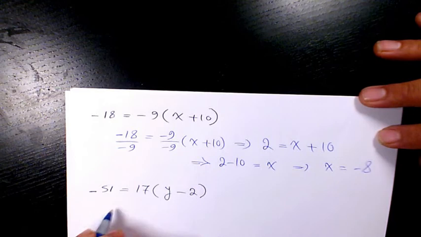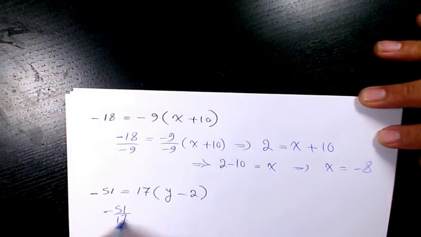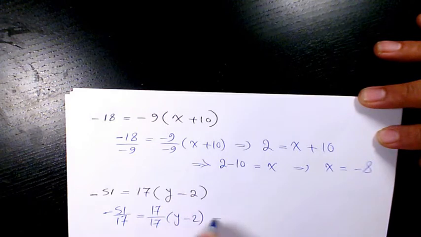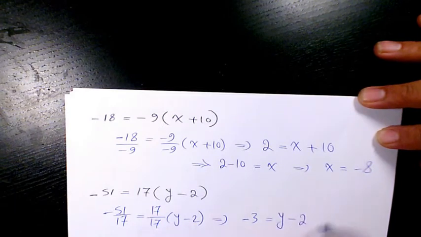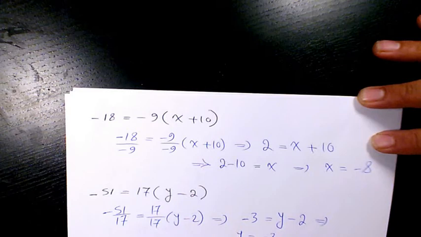Next one. Negative 51 equals 17 times y minus 2. Divide both sides by 17. Negative 51 divided by 17 is going to be negative 3, and 17 divided by 17 is going to be 1. So y minus 2 is going to be negative 3. So I can say y will be negative 3 plus 2, which is negative 1. So y will be equal to negative 1.